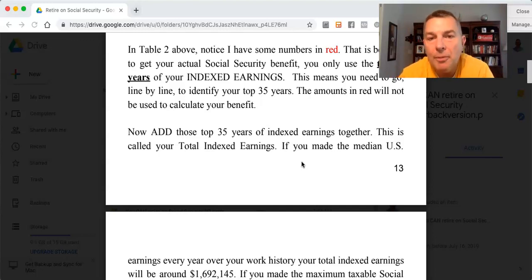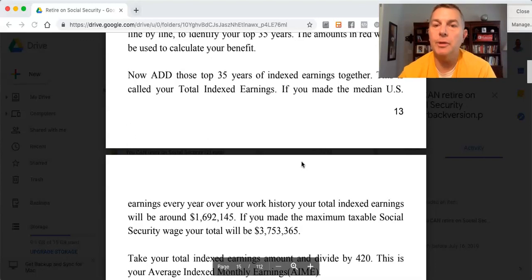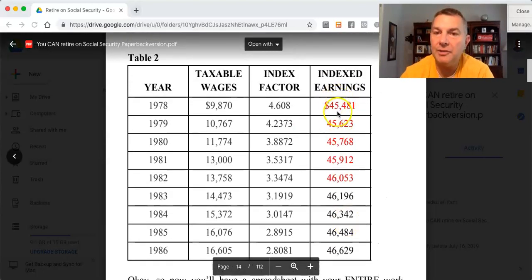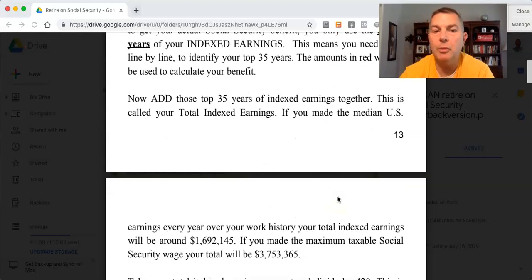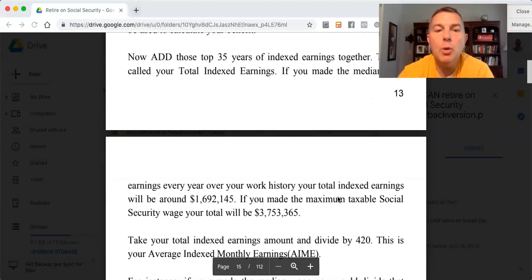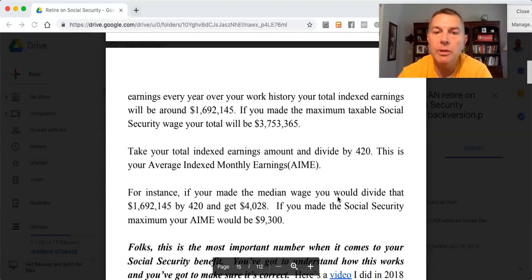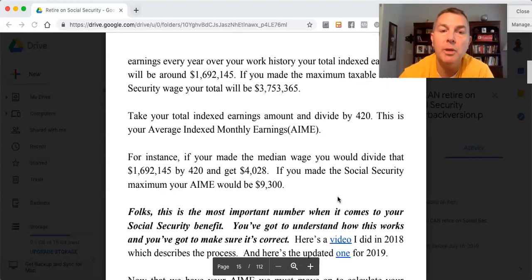Now add those top 35 years of indexed earnings. This is called your total indexed earnings. So again, you're adding your top 35 years of indexed earnings, all right? And we'll show you a table here. If you made the median U.S. earnings every year over your work history, your total indexed earnings would be about $1.692 million. If you made the maximum taxable Social Security wage, your total would be $3.753 million.